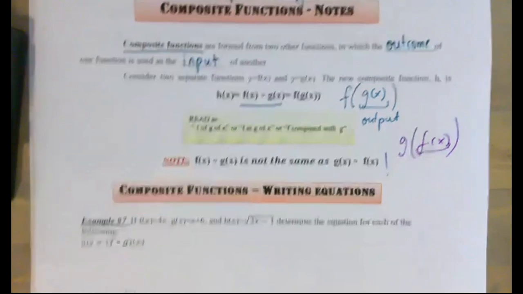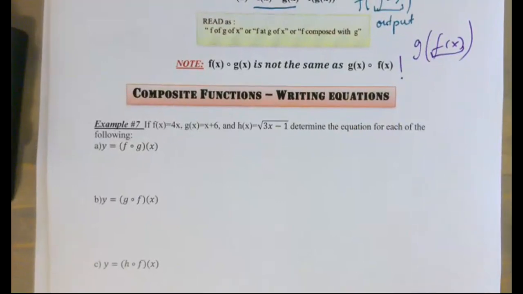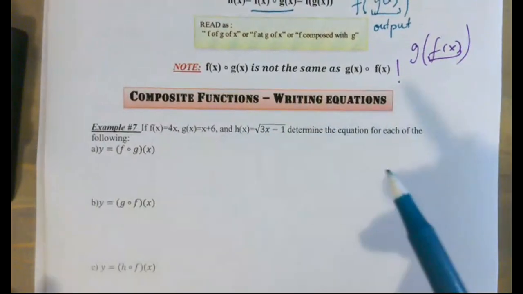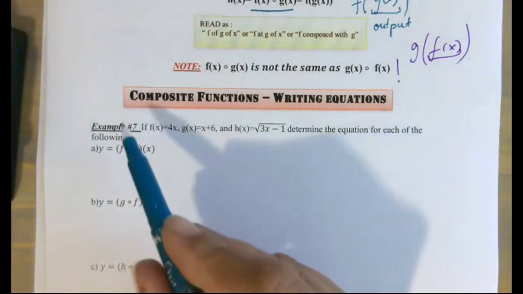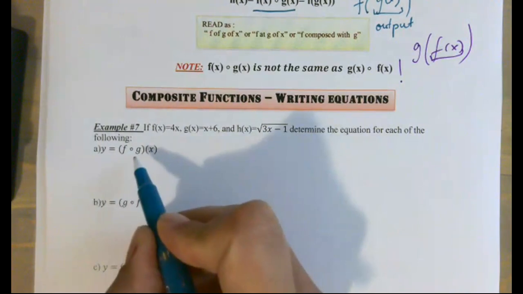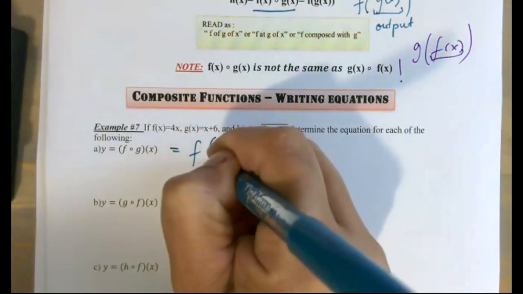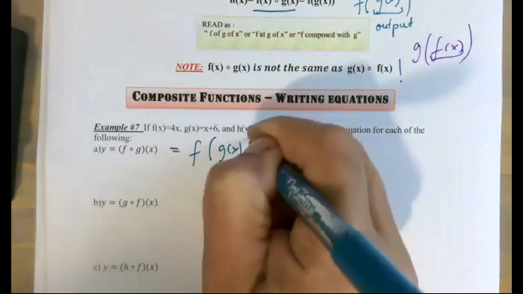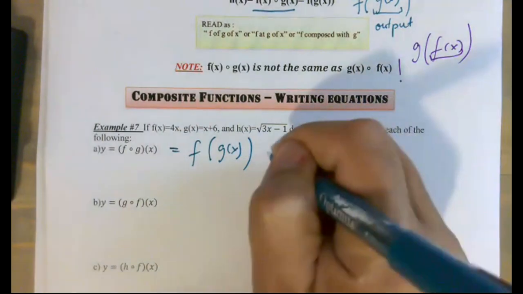So let's start with some equations. F of x is 4x, g of x is x plus 6, h of x is square root of 3x minus 1. We're going to go through doing composition for these four types of questions. So first is f composed with g of x. I like to write it f of, then g of x.